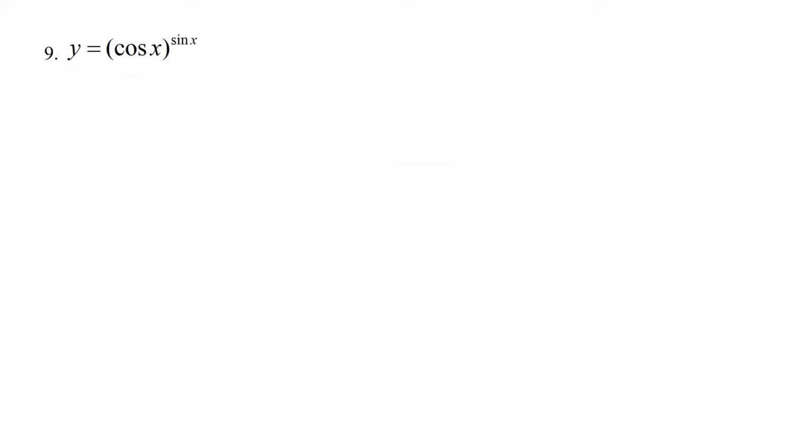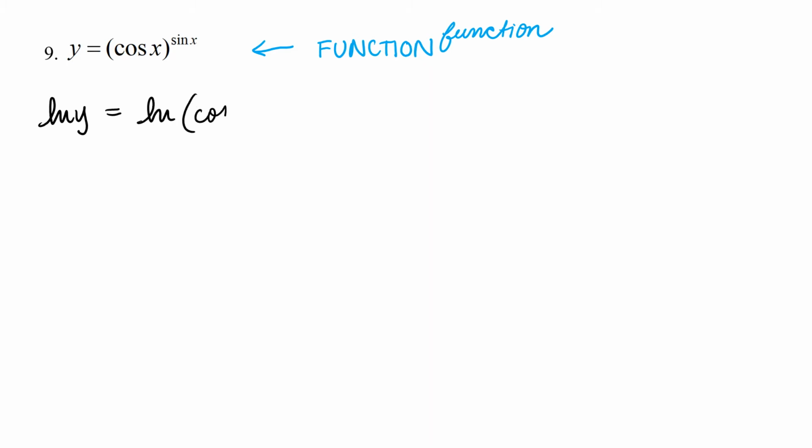Next up, we have y is equal to cosine of x to the sine of x. So this is a function raised to the power of another function, so we have to use logarithmic differentiation. We have the natural log of y is equal to the natural log of cosine of x to the sine of x. And now we can use properties of logarithms to simplify that.